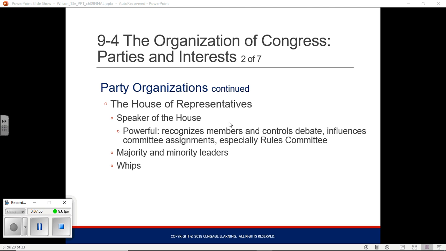The Speaker is elected by whichever party has the majority. Unlike the pro tempore, it is not an honorific position. It is actually a very important position. The Speaker is not only the leader of the House, but also the leader of the majority party. No, they are not actually the majority leader, but let's be realistic. The Speaker of the House is kind of the face of the majority party.